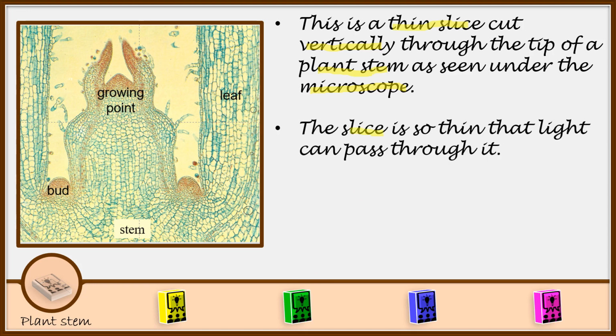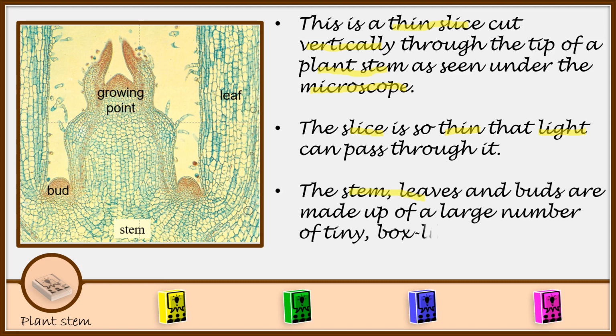The slice is so thin that light can pass through it. So when they are cutting the slice, they make it very thin so that when it is put on the microscope, light can easily pass through it.